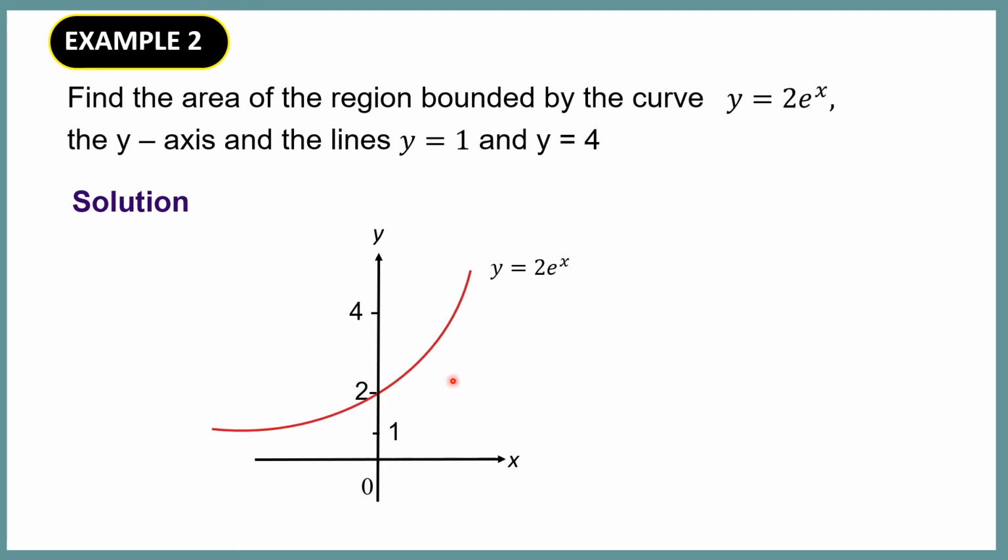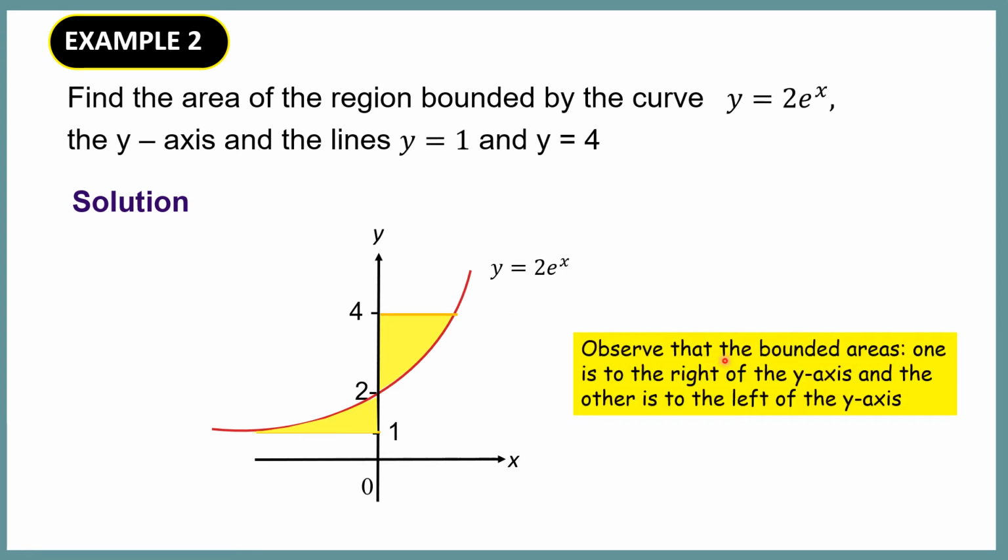Next, identify the region bounded by the curve, the lines y equals 1 and y equals 4. Thus, we have. Observe that of the bounded areas, one is to the right of the y-axis and the other is to the left of the y-axis.